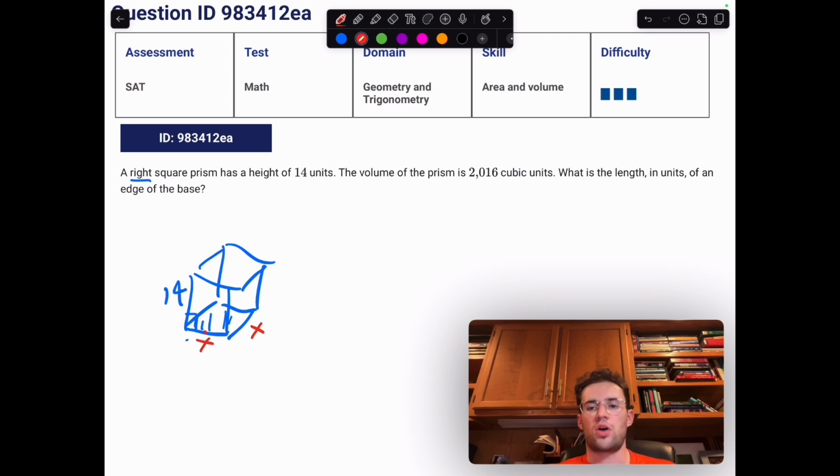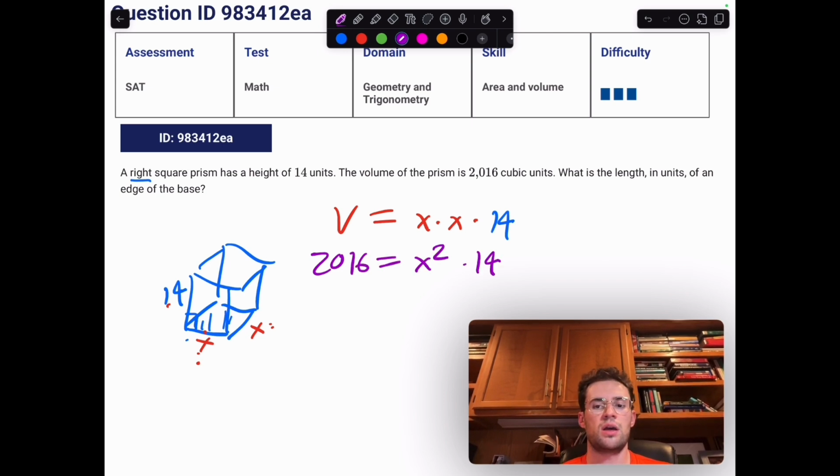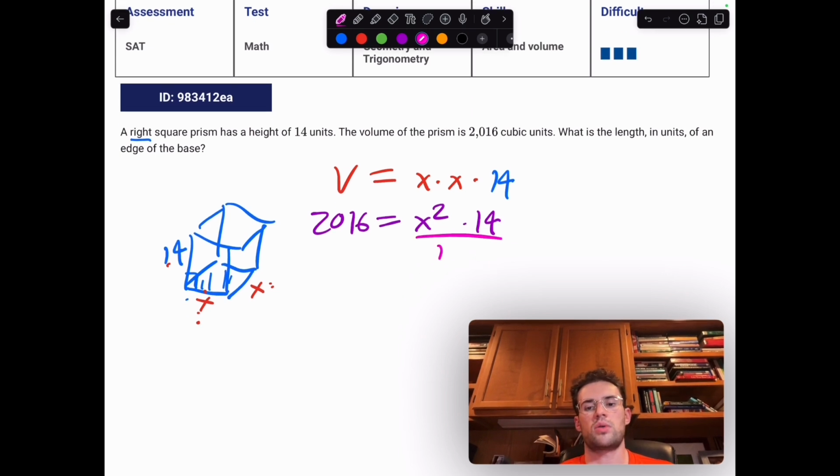All right, well, to find the volume, it's just going to be multiplying the 3 dimensions. So the length, the width, and the height. In this case, that's going to be x times x times 14. And they gave us that the volume was 2016. So 2016 equals x squared times 14, or we could do 14x squared. If we want to solve for x squared, we would divide both sides by 14.